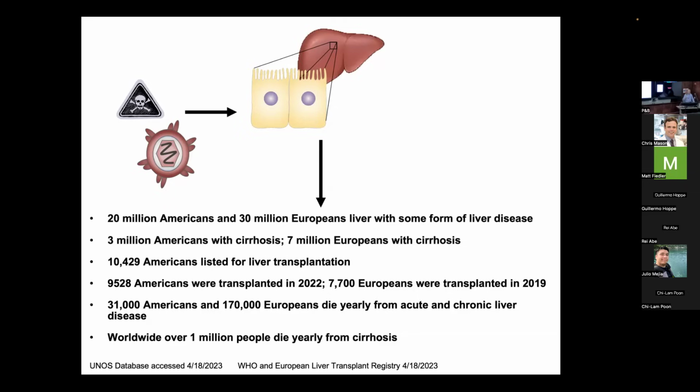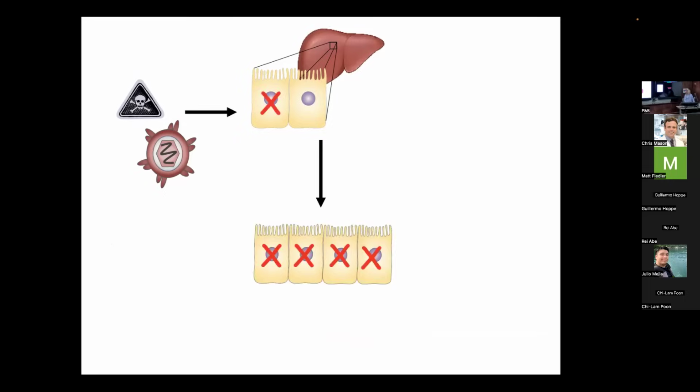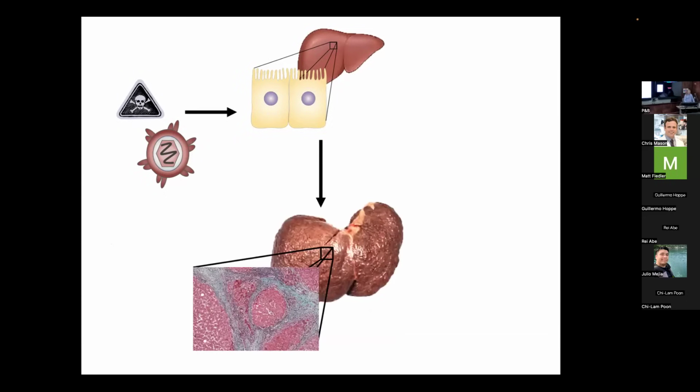And so 31,000 Americans and 170,000 Europeans die each year from acute and chronic liver disease, and worldwide over 1 million people die from cirrhosis. So this is the 14th leading cause of death globally. But if you look at specific causes of liver disease, like Hep B, for example, it's one of the number one infectious disease killers globally, and one of the most common causes of cancer as well.